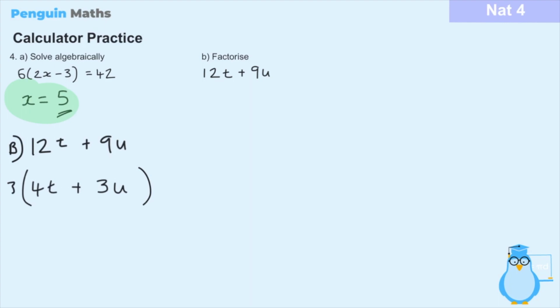So that's us done. And then, as I said as well, I like to normally do the variable factorising and the number factorising separately. But because t and u are totally different variables, there's no common factor between these variables. So that just means that what we have here is our final answer, and that can't be factorised any further.